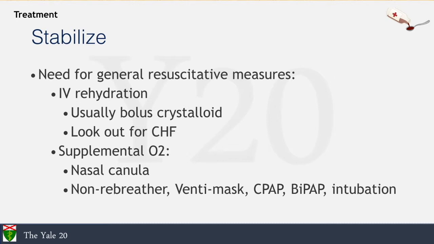And of course, you want to look out if they have CHF, especially if they're one of these patients where you're not sure if they're coming in with pneumonia or CHF exacerbation or what. And of course, you might give them supplemental oxygen. Most commonly, that will be nasal cannula, but if they're sicker, it might include the non-rebreather, venti-mask, CPAP, BiPAP, or intubation, of course, then requiring higher levels of care.